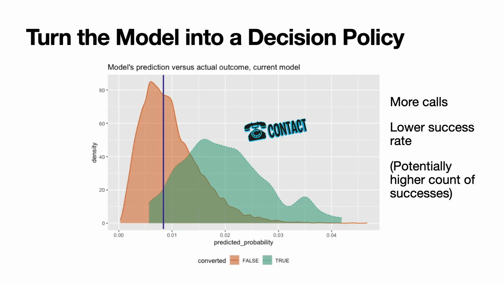How do you find the best threshold to balance making sales without wasting too many resources contacting prospects who won't convert? And once you've found the best threshold for a given model, how do you know if the resulting decision policy will meet business goals?